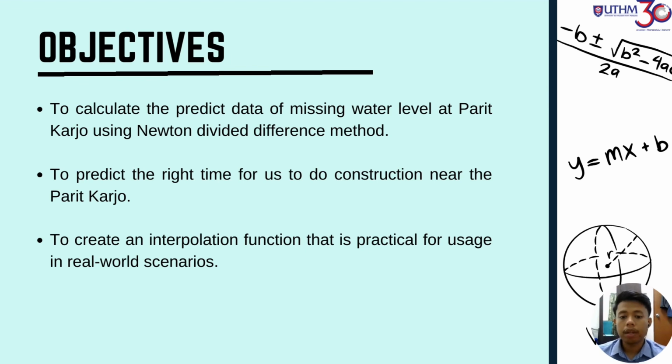So for the objectives, we have 3 objectives. First, to calculate the predicted data of missing water level at the Parit using the Newton divided difference method. Second, to predict the right time for us to do construction near the Parit. And lastly, to create an interpolation function that is practical for users in real-world scenarios.